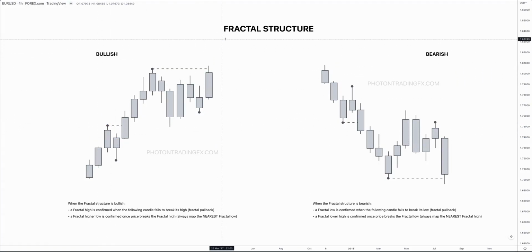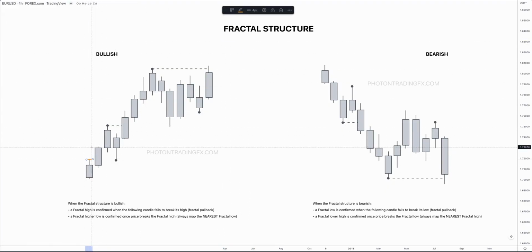So for the way that we look at fractal structure, that's literally it in a bullish market. We look at, do the candles continue to break each candle's high? Yes. So this is all part of that fractal up move. But when the next candle fails to break the previous candle's high, obviously this candle fails to break its high, we now have that fractal pullback, okay? So that's literally in a bullish market.